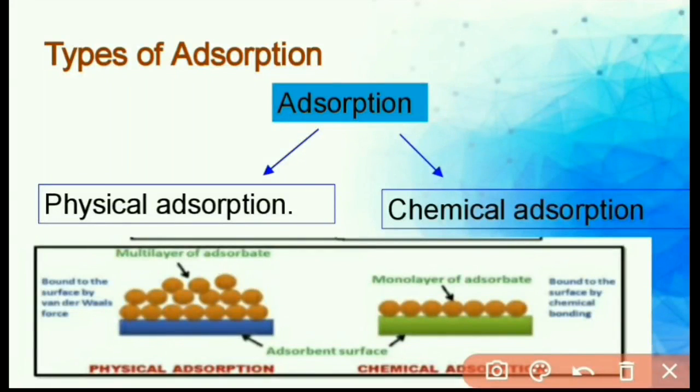Types of adsorption. There are two types of adsorption. First, physical adsorption, and second, chemical adsorption. In the physical adsorption process, adsorbate molecules accumulate on the surface of the adsorbent by weak van der Waals forces and form multilayers, and in the chemical adsorption process, adsorbate molecules accumulate by chemical bonding and form a unimolecular layer.